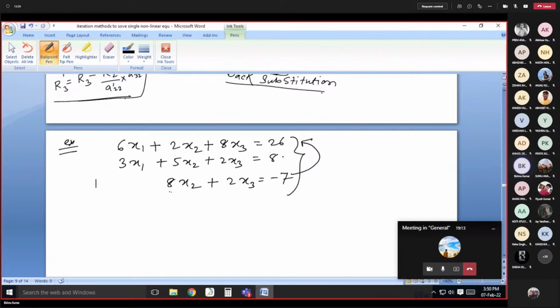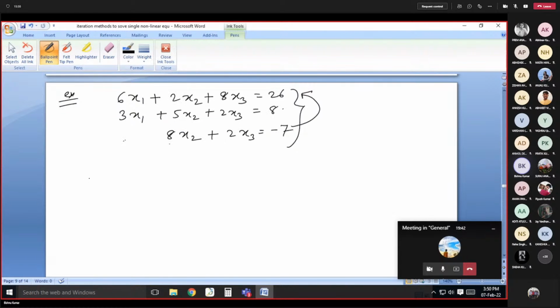Because the last equation will not have a non-zero value in the first variable coefficient. So the first variable coefficient in the last equation is 0, so you cannot put it in the first position. That type of awareness you should try to remember. Okay. So if this equation is in the third position, no problem, we can solve it.